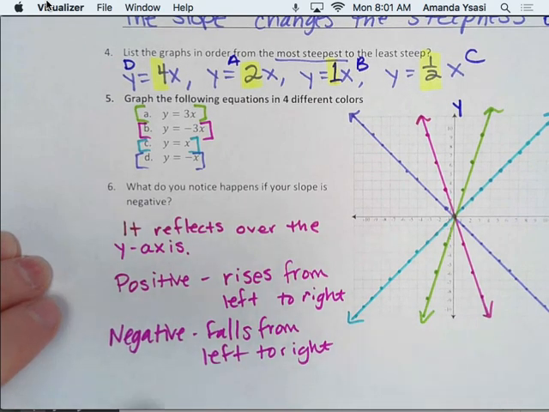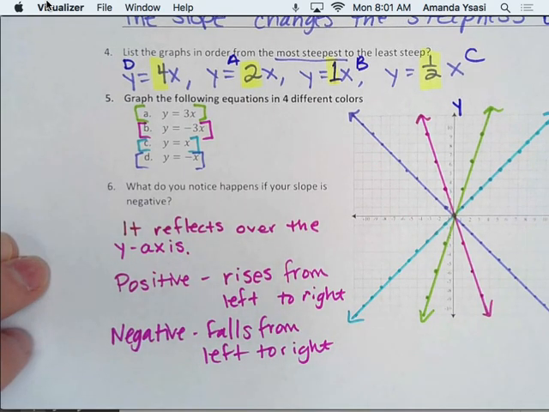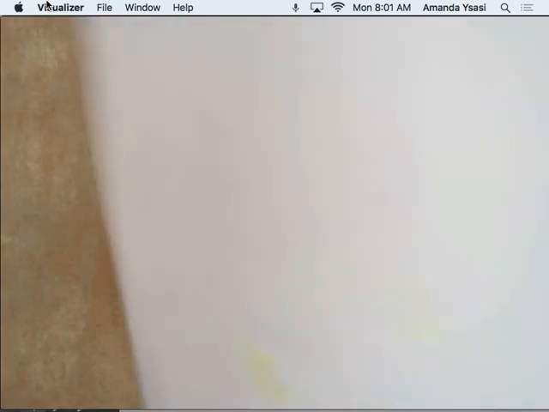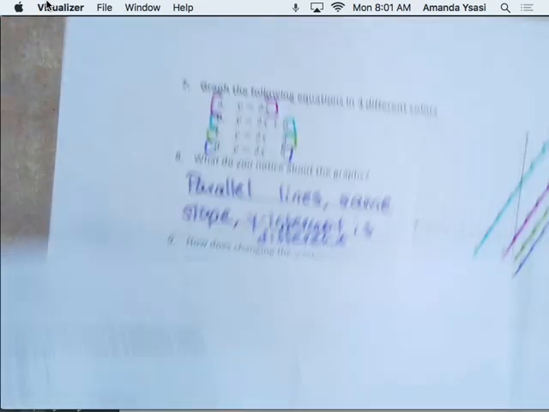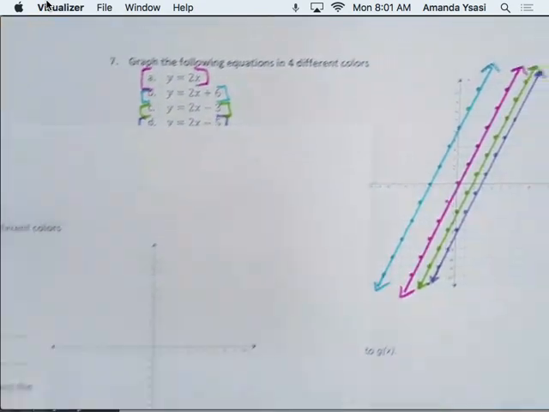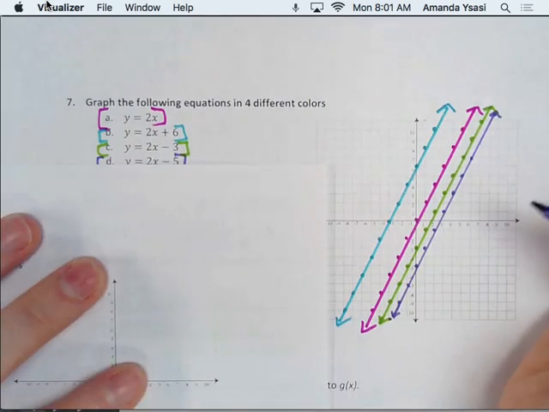Okay, let's go to the next page. Y'all ready? You'll need a few more seconds. Okay, here are the lines.